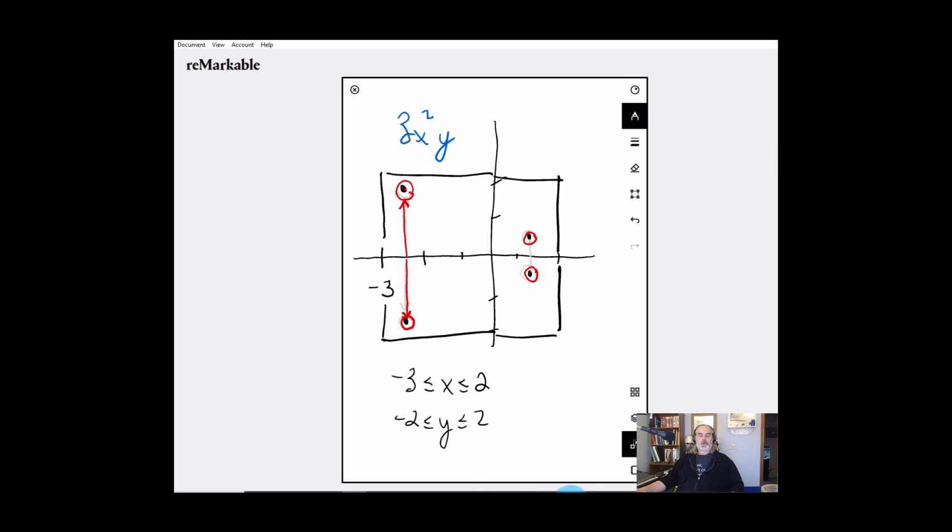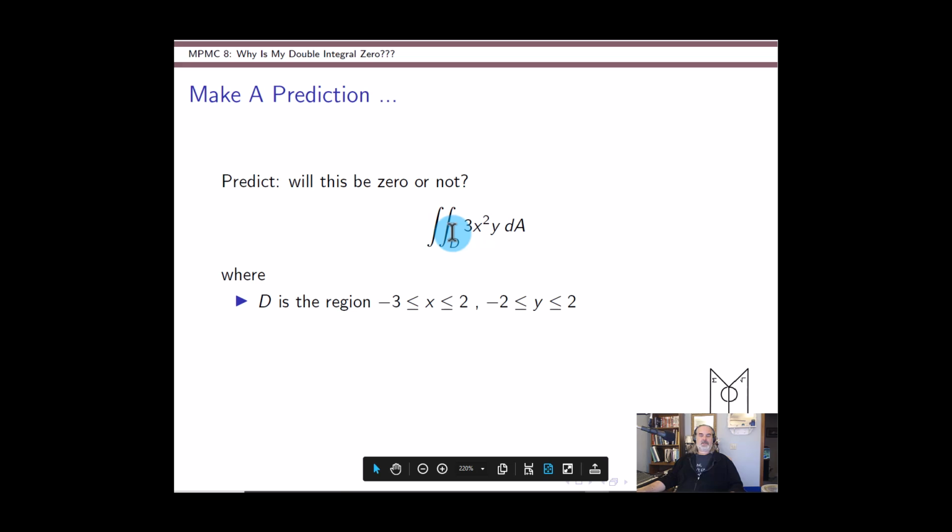Okay? So in that case, setting that integral up, putting on the limits, running all the calculations, and getting a result of 0, that's not bad. That's actually good and expected.